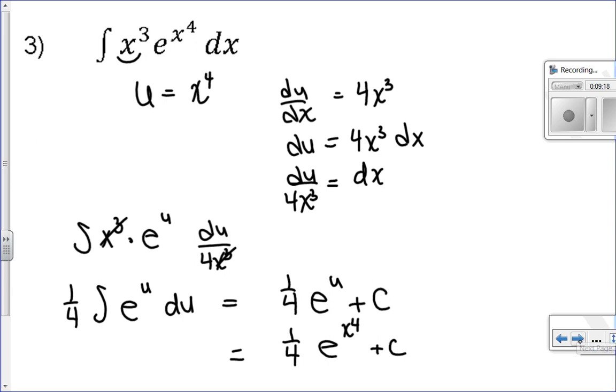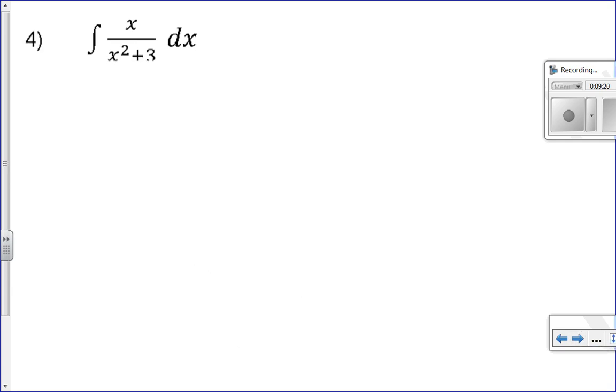Okay, let's try one more example. This one here, I have the integral of x over x squared plus 3. So again, just pick a u to substitute for. I'm going to try my entire denominator. And I see when I take the derivative with respect to x, I get 2x.